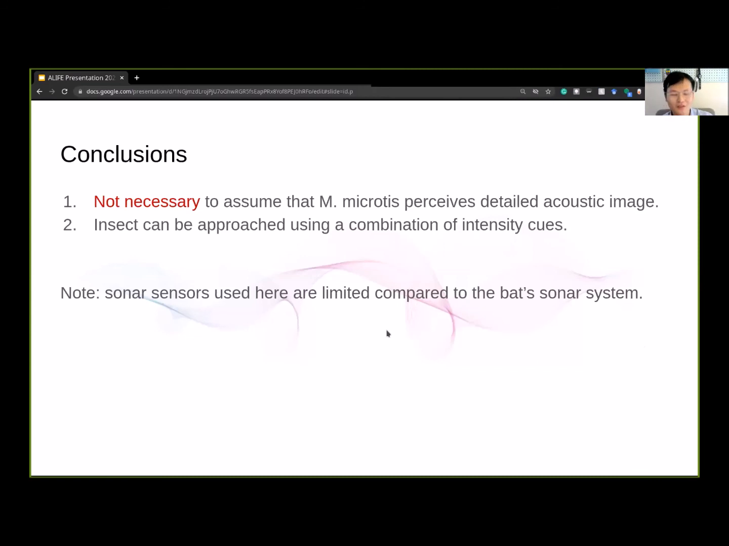So to conclude this work, basically it's not necessary to assume that you actually need a high-detail acoustic image to perform complex tasks. We were able to do that relatively well, in comparison to bat behavior, just by processing a combination of intensity cues in the echoes.